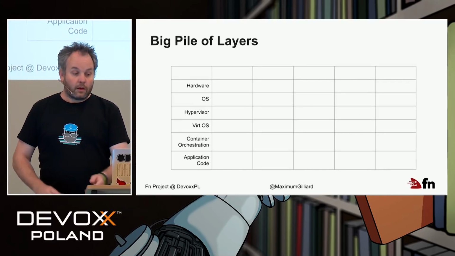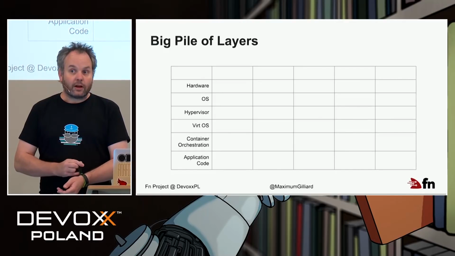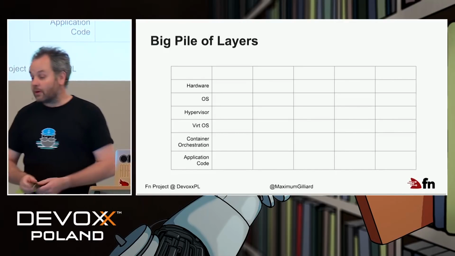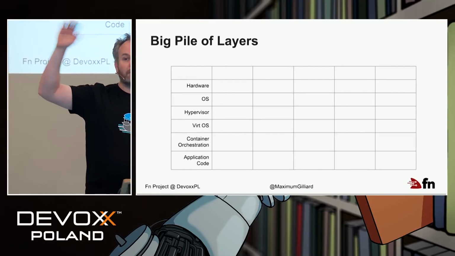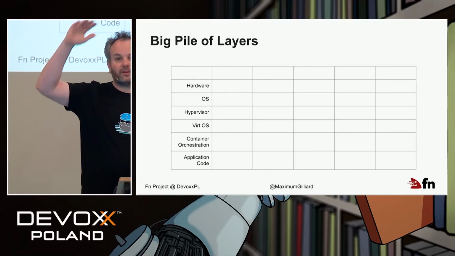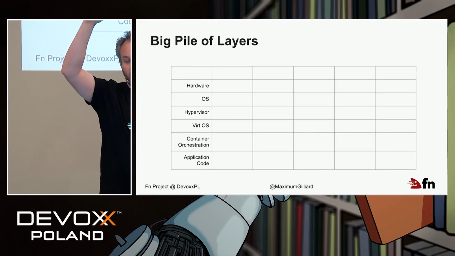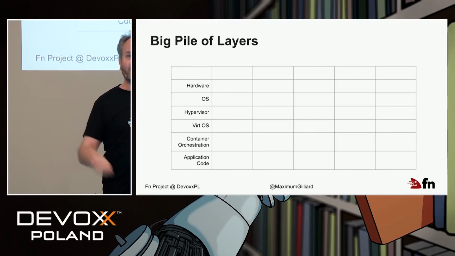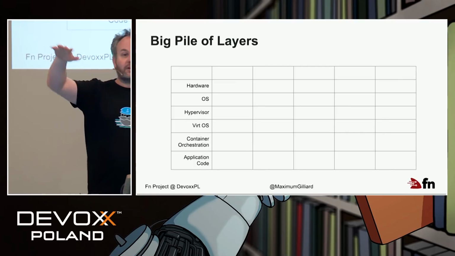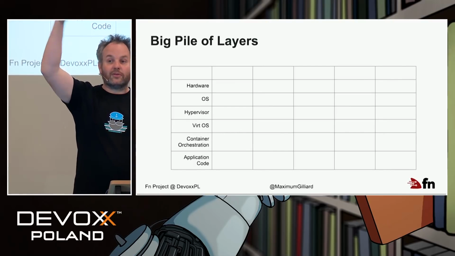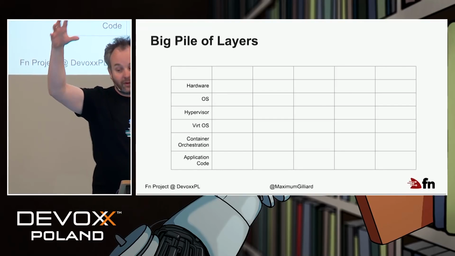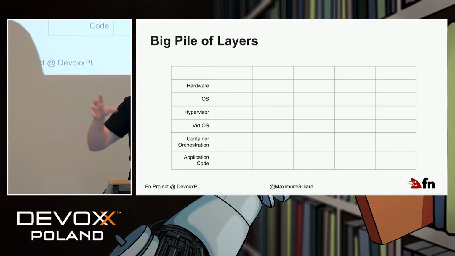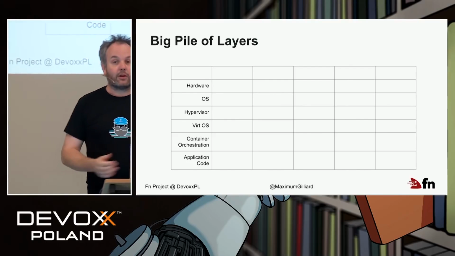So you may have seen a slide like this in some other people's talks, but this is my interpretation of it. When you're running a modern cloud web service, there's this kind of stack of stuff that starts with the hardware, or maybe it's upside down. There's hardware, an operating system running on the hardware, some hypervisor for virtual machinery, another operating system running in the hypervisor, there's container orchestration, and then there's your application code.